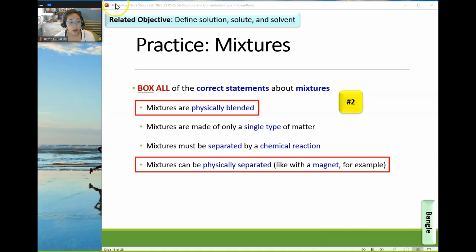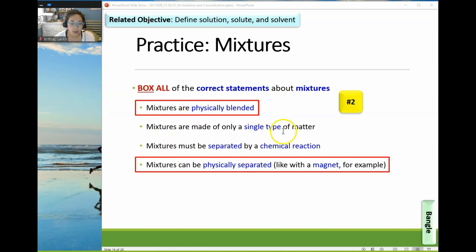All right, so taking a look here, correct answers are that mixtures are physically blended. Again, there's no chemical changes. You're just physically putting together different types of matter. And that mixtures can be physically separated. Again, like with our magnet, able to pull out a metal from that mixture, leaving behind the nonmetal, or filtration, right, the filter that we saw earlier.